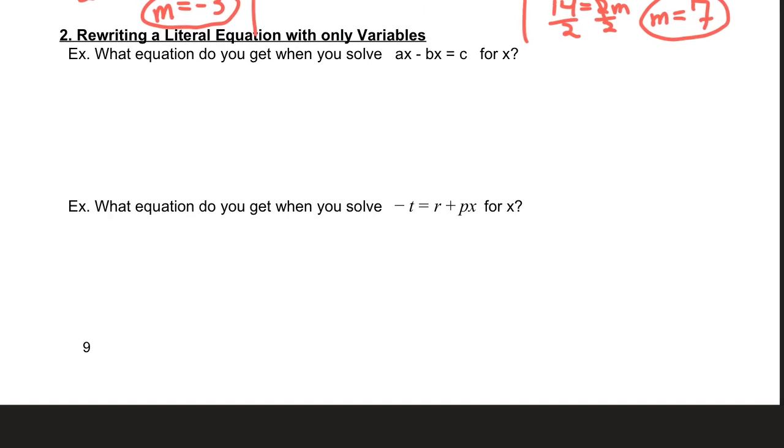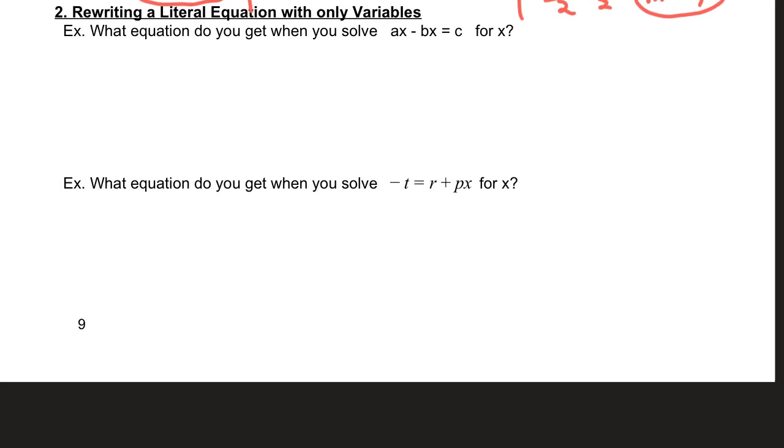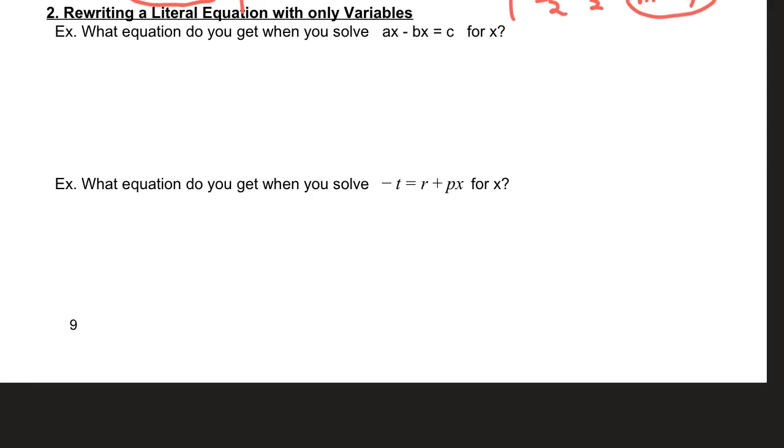So what happens when we're not given a value for any of the variables? When we solve this equation for x, this gets a little tricky. Now, these equations we get to a little bit later on. The main thing I want you to know how to do is to think about how we would isolate x, essentially. So in this example 2, the first part of it, I'm going to rewrite the equation first. ax minus bx equals c.